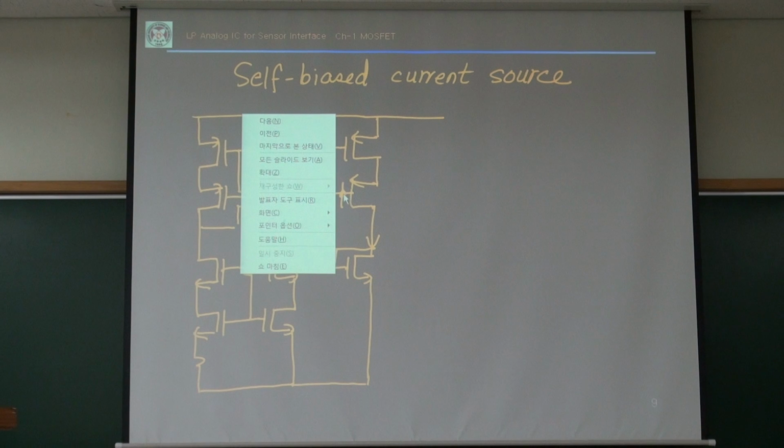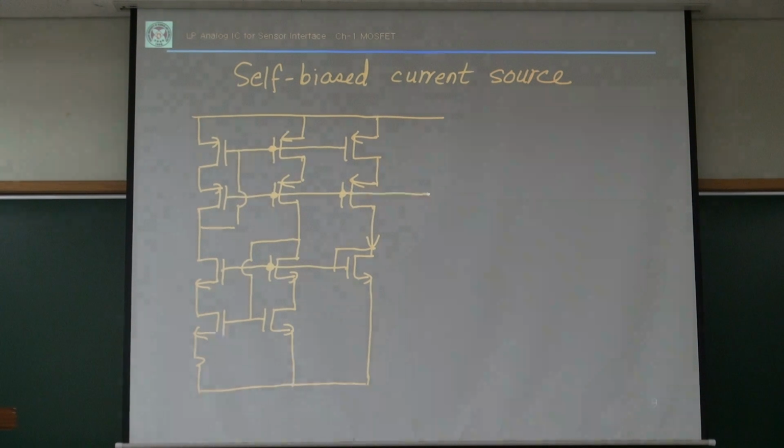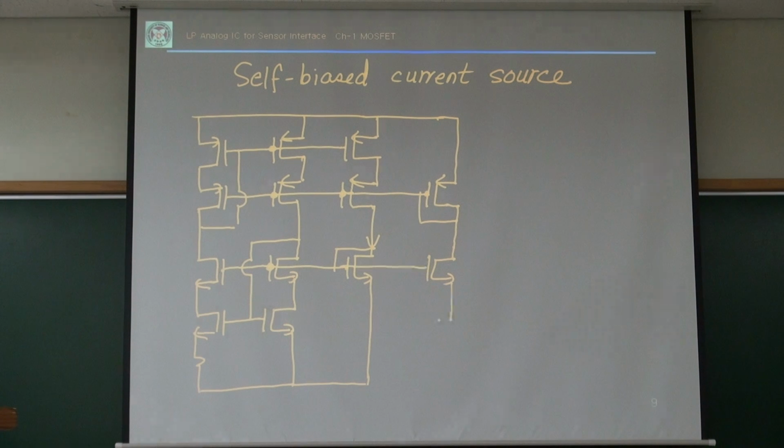Similarly, I need a PMOS diode here to supply current, to supply the DC voltage drop here. So I need to get a copy of that current from the NMOS cascode transistors. Oops, this should go there.